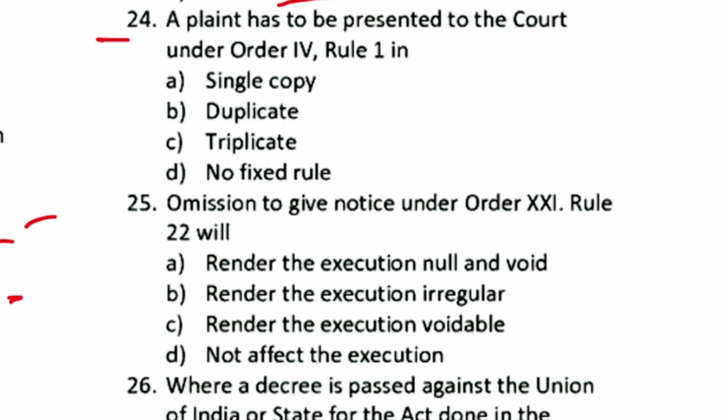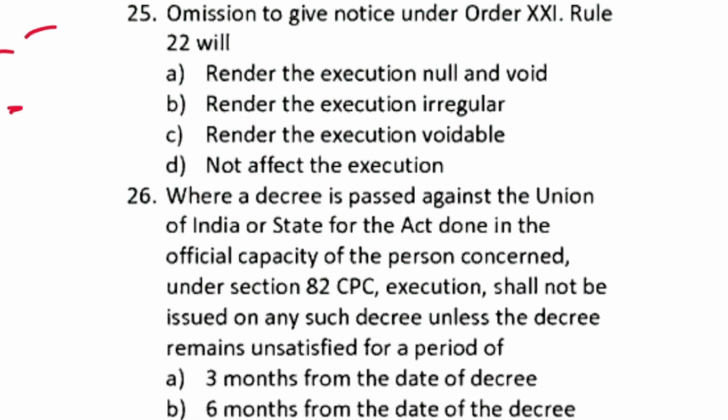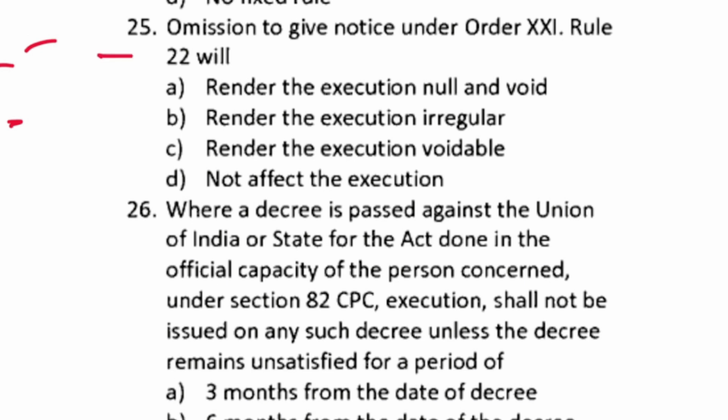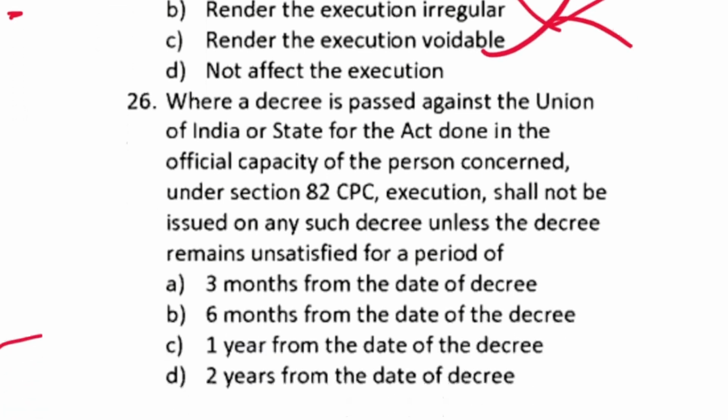Next 24. A plaint has to be presented to the court under Order 6 Rule 1 in duplicate. B is the answer. Next 25. Omission to give notice under Order 21 Rule 22 will. This question was also deleted.